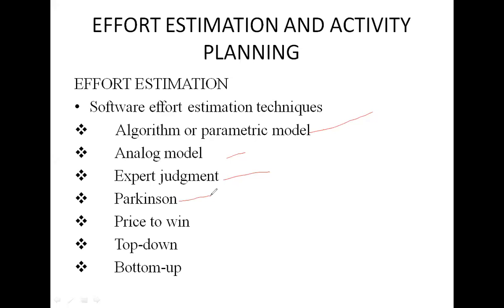Then we move to Parkinson. Here the available staff to do the project becomes the estimate. Next we move to price to win. Here the estimate is a figure that seems to be sufficiently low to win the contract. That is price to win.